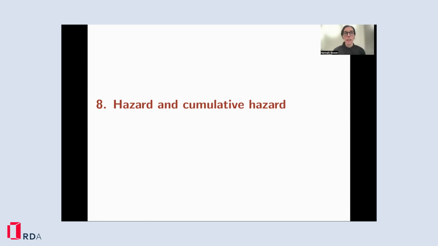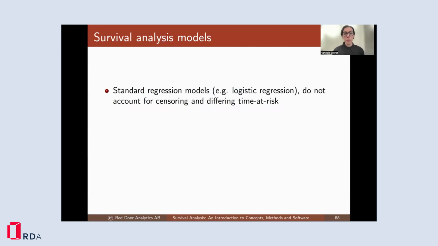And this is an introduction prior to us talking about modelling, but a little bit about survival analysis models before we talk about the hazard function. Standard regression models, for example, logistic regression, do not account for censoring and differ in time at risk. And that's one of the reasons why we have specific survival analysis models.